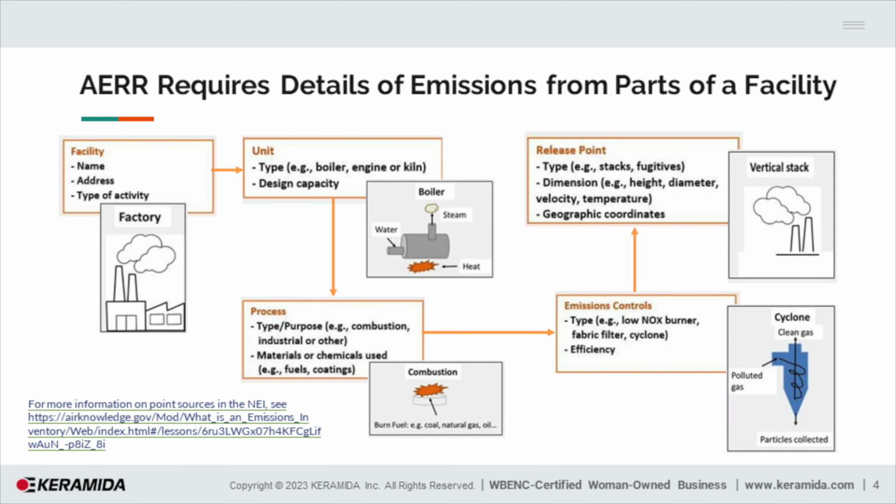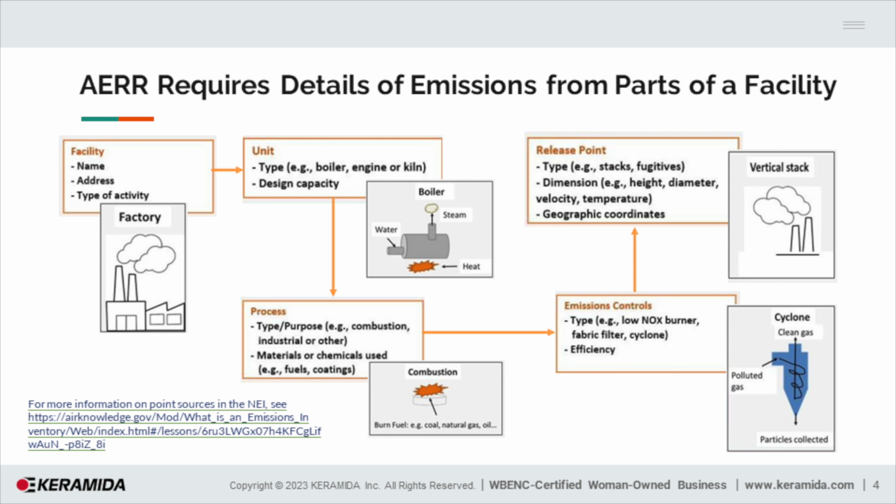It's further going to get into what are the types of processes. If you have a boiler, it's going to get to the process level as far as, do you have natural gas? Do you have fuel oil combustion? Are you burning coal? Are you using coke in your process? It gets into the very detailed information.